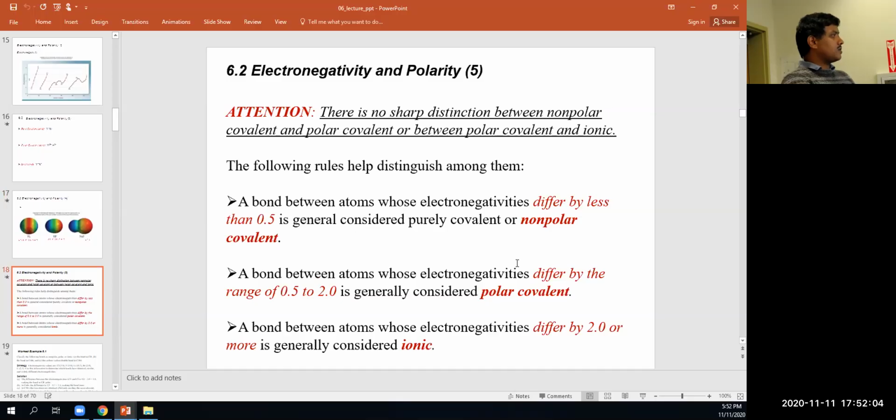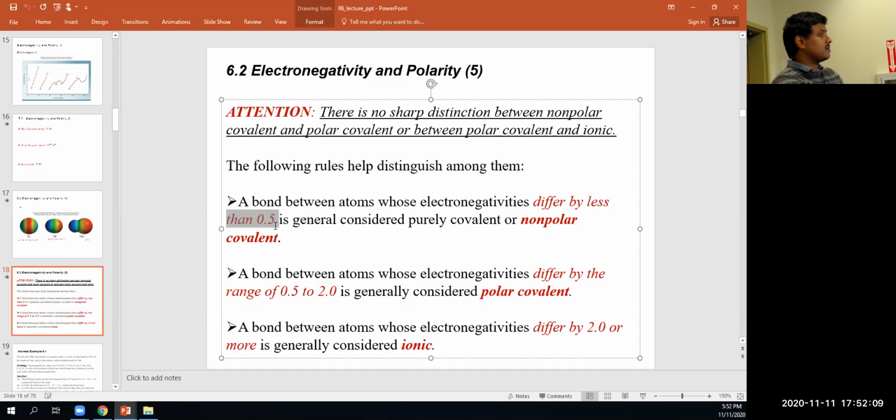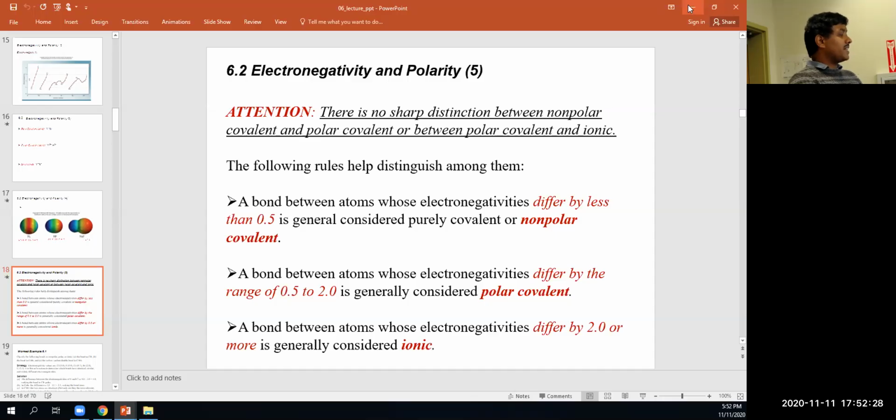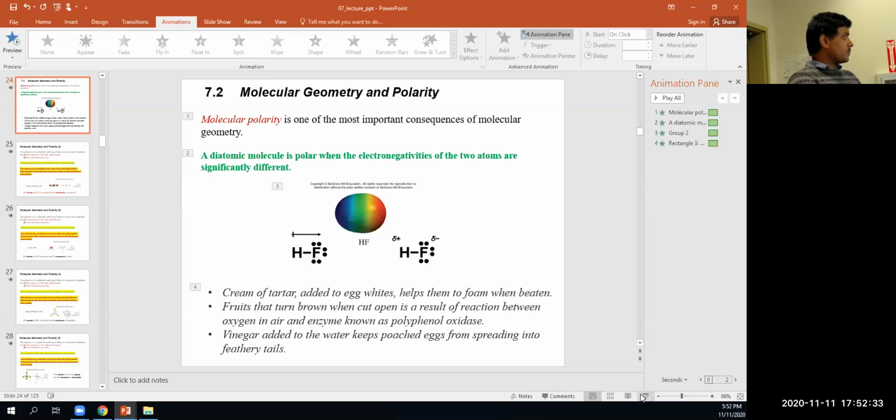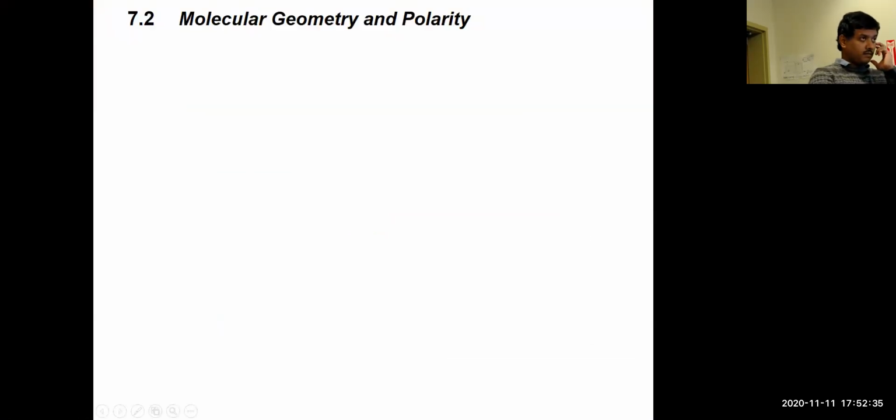And we also have these ranges of electronegativity difference: 0.5 or less is called non-polar covalent bonds. And we said if the electronegativity difference is between 0.5 and 2, we call those types of molecules polar covalent molecules. And we said if it is above 2, we call those types of molecules ionic. This is the summary that you need before we start discussing chapter 7, which is what we are going to do right now. So coming back to here.